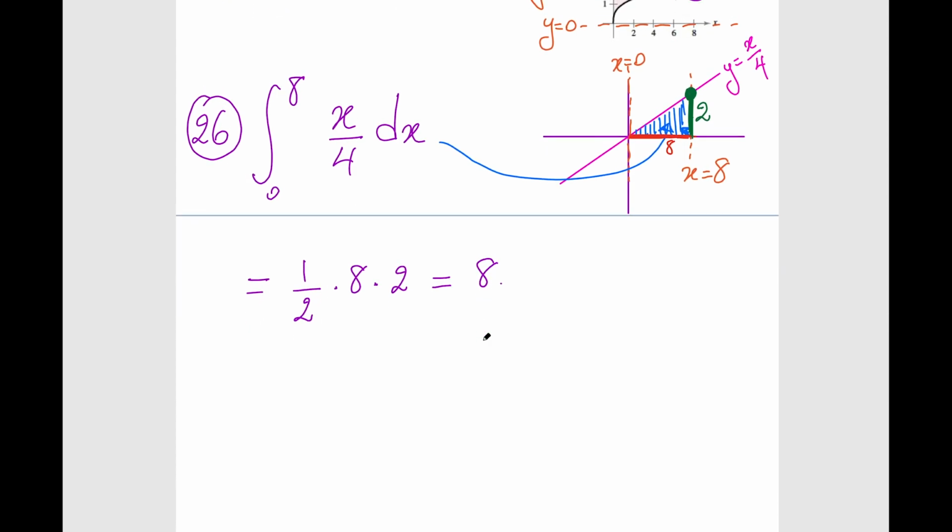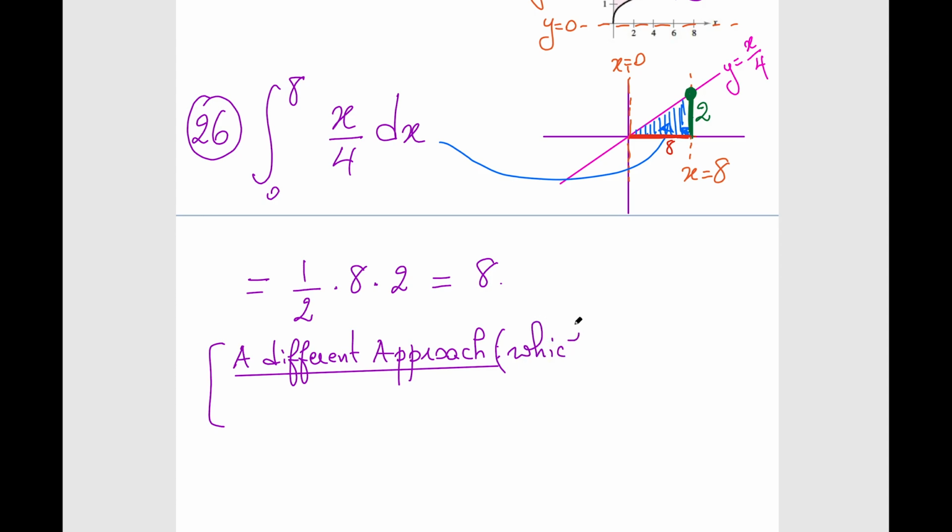How about we actually do it using the fundamental theorem of calculus? So a different approach. They're not asking for this, right? It doesn't answer the question. So let me be very clear. Why? Because they told us to use a geometric formula to evaluate the integral. So we cannot use the fundamental theorem of calculus, but I'm still going to do it just to make sure that you understand that we should get the same answer.